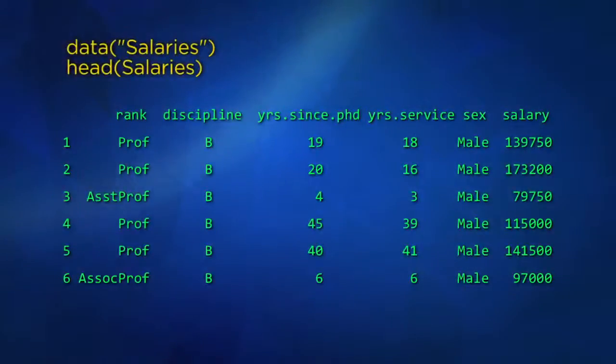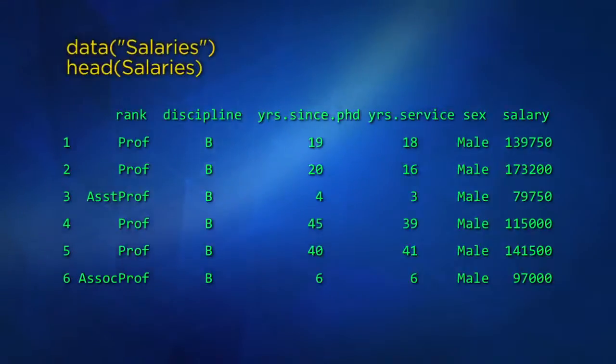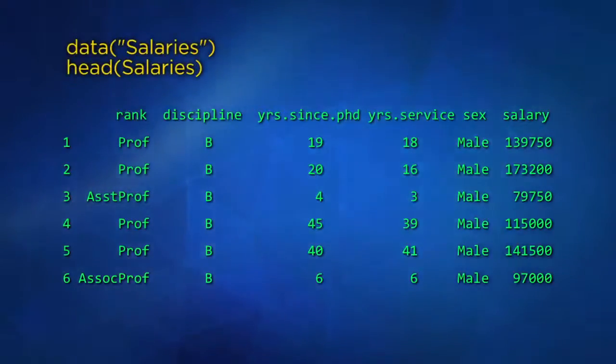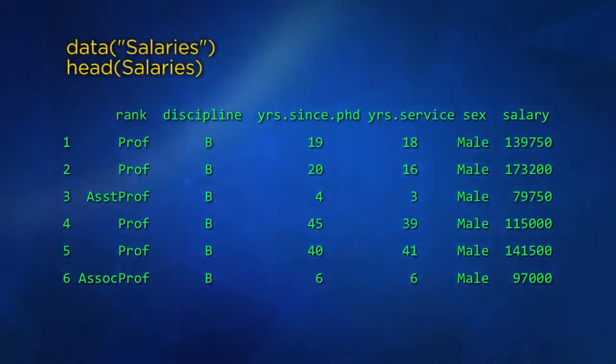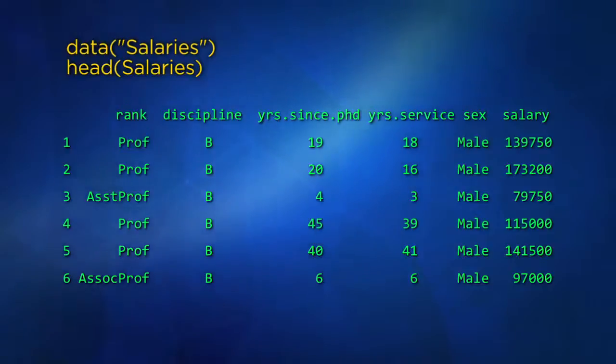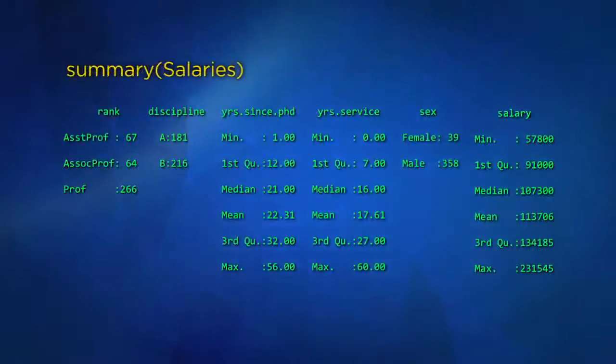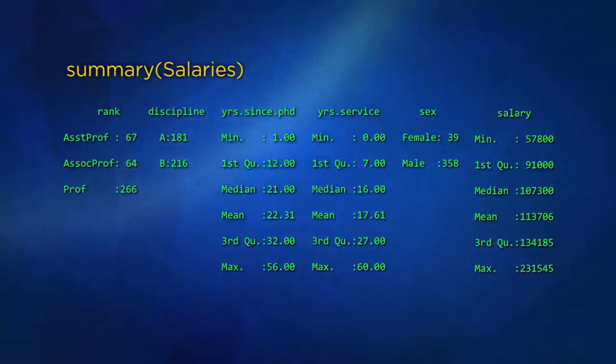All right, let's look at this data set. We've got 6 variables. They rank from professor, associate professor, and assistant professor. It also gives us the discipline and the years since graduating with a PhD, the years of service, and their gender. Now, summary statistics are going to help us get a better idea of this data set and its features.